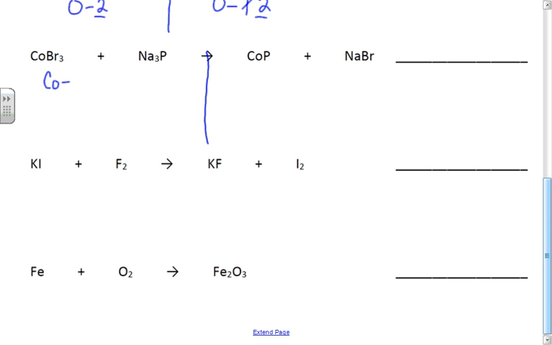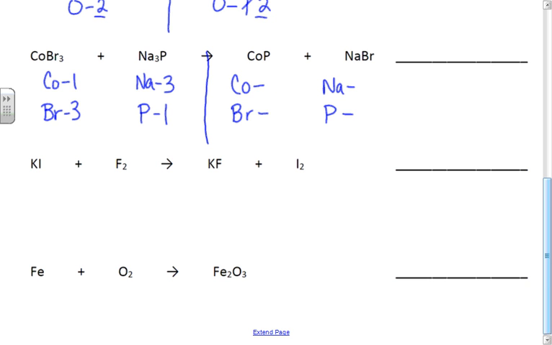And I'm going to list the elements. Cobalt, I'm starting with 1. Bromine, I'm starting with 3. Sodium, I'm starting with 3. And phosphorus, I'm starting with 1. And I'm going to go ahead and list those elements in the exact same order. So I'm just going to copy it down. I've got Co, Br, Na, and P. And then just look at this side, the product side, and see how many of those atoms we have.